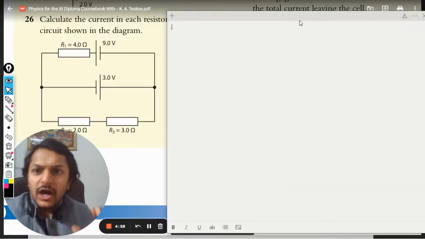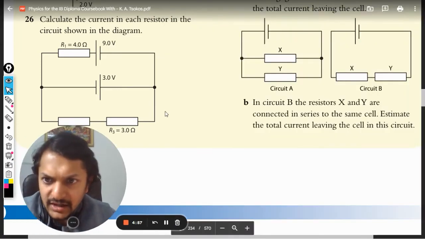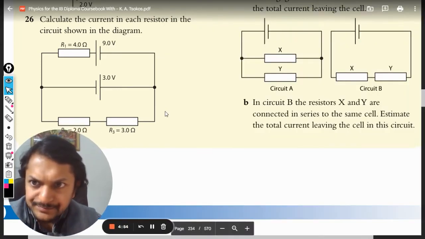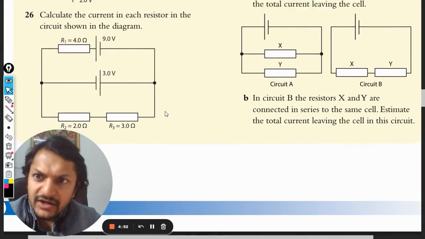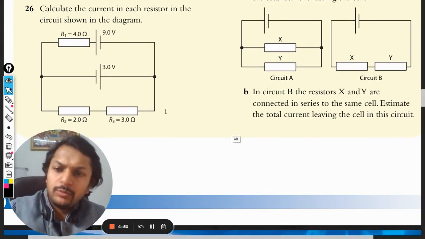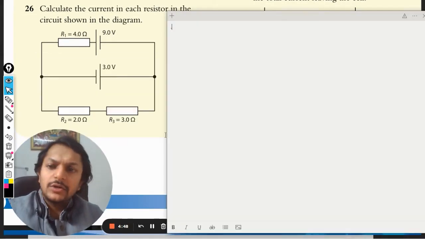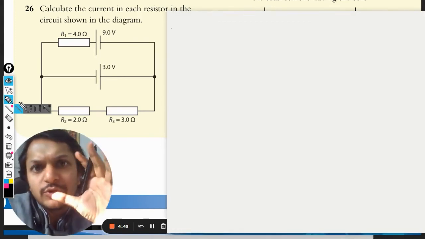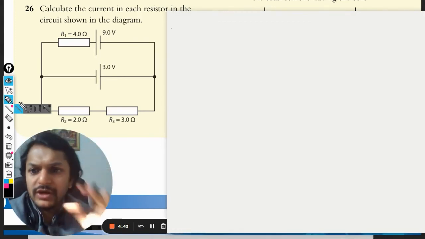Okay, dear students. So now let us take one example here, which I have taken from a very popular book for the IB. So let us see how we are able to apply our principle of Kirchhoff's law here.